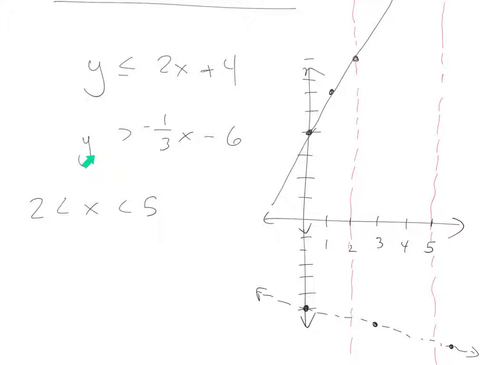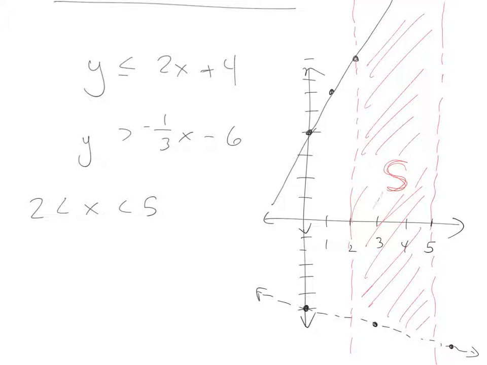Here, this tells me y is greater than negative 1/3 x minus 6. Well, that's here. That's this inequality. Everything greater than that is everything above that. So everything below this line, everything above this line, and everything inside of these two lines, well, that's this region right here. So our solution set for this problem would turn out to be this region right here. Okay, that entire region right there.